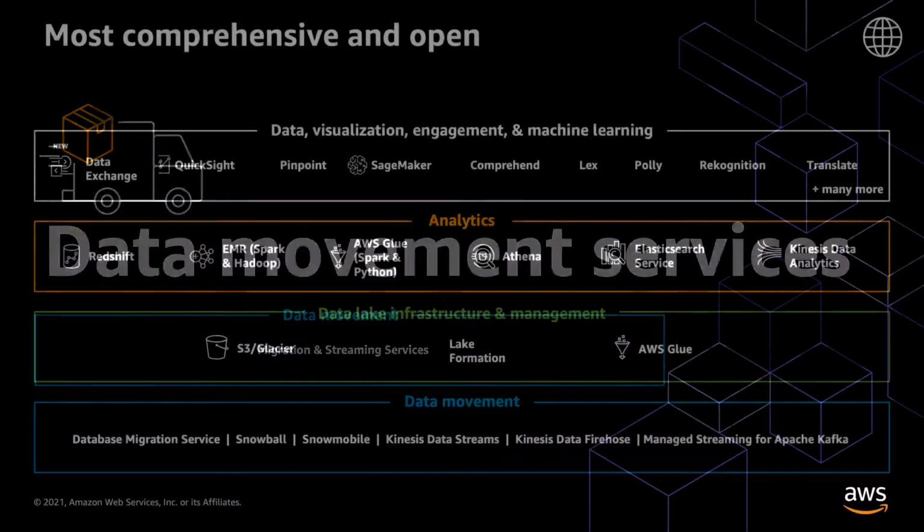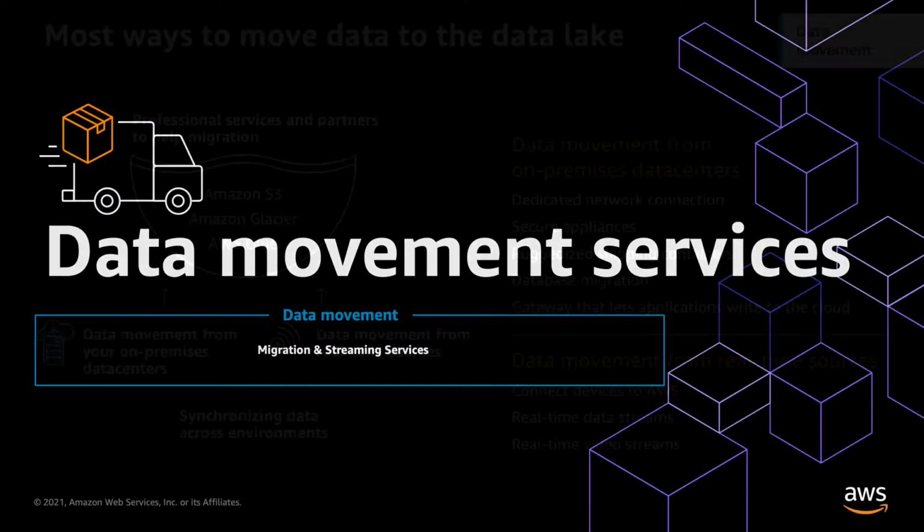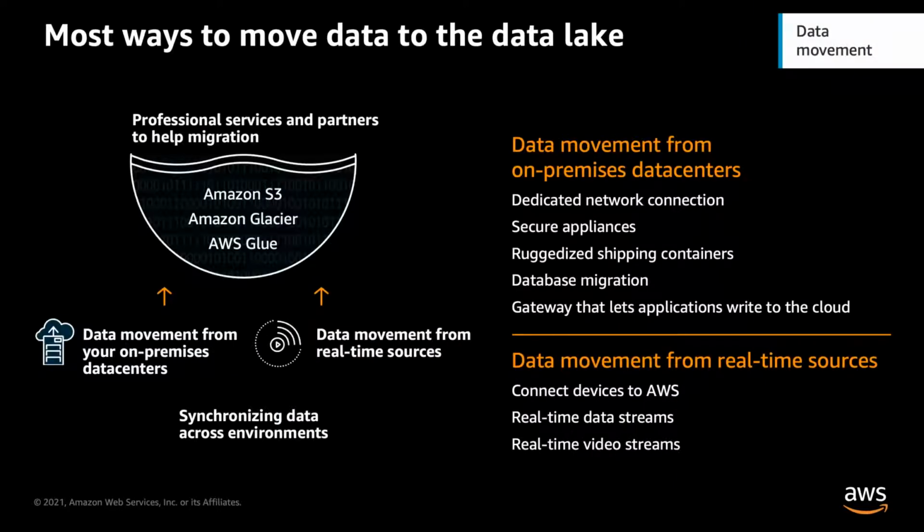So let's start with data movement. This is all about loading data into the data lake. There are two different types of data movement. The first is the traditional way of moving data from your traditional data sources like databases or NFS shares, and then you have streaming data, which is the more modern way. Let's focus on the first method first, which is the traditional data movement method.